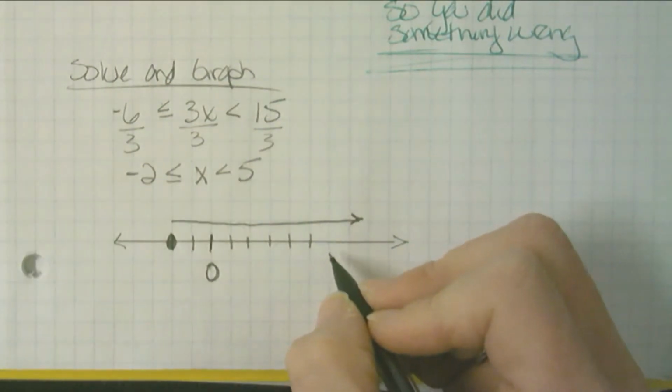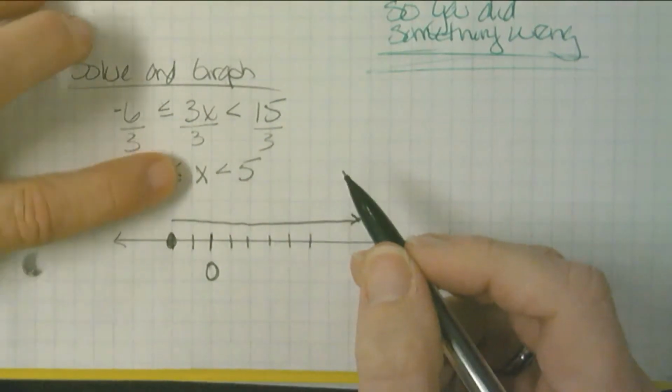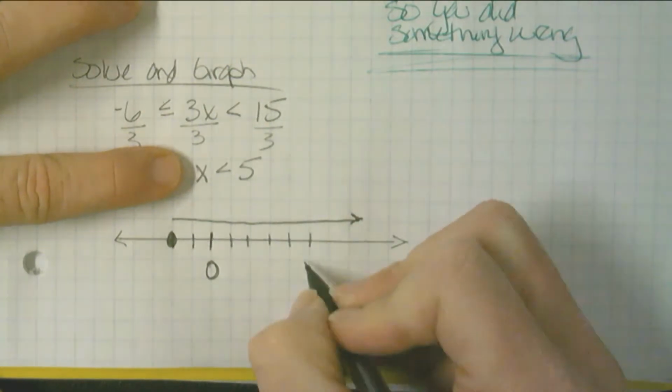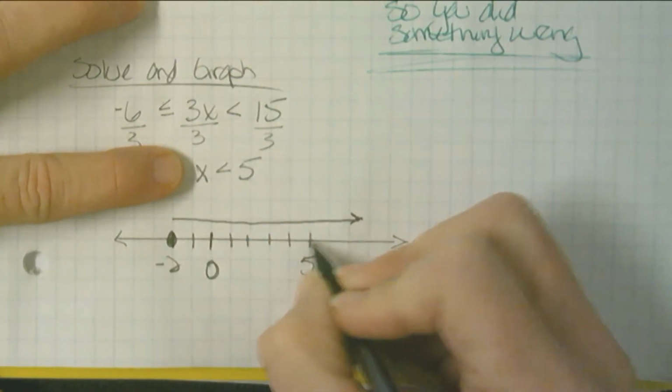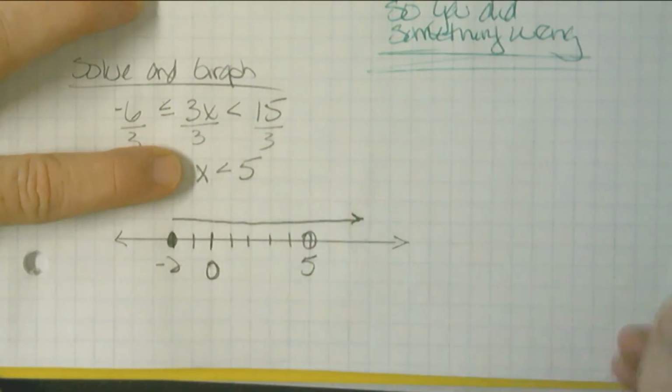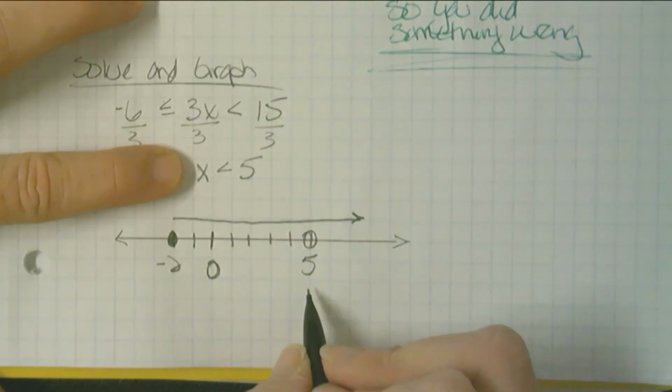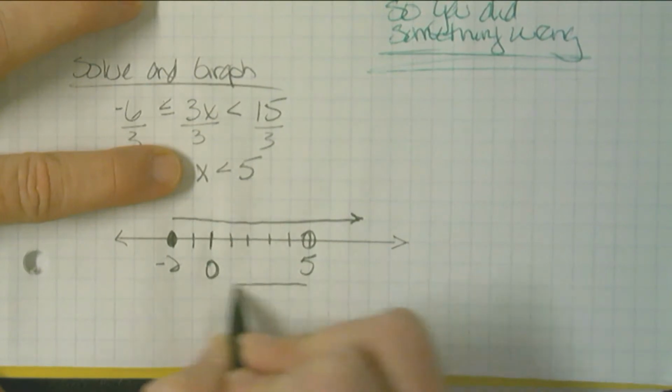All right, Serena, is it going to be an open dot or a closed dot at my 5? So now I'm graphing that second part of it. It's an open dot at 5. Here's my 5. Here's my negative 2. And then what are all my x's in relation to my 5? Serena, bigger or smaller? Smaller, so they're going that way, right?